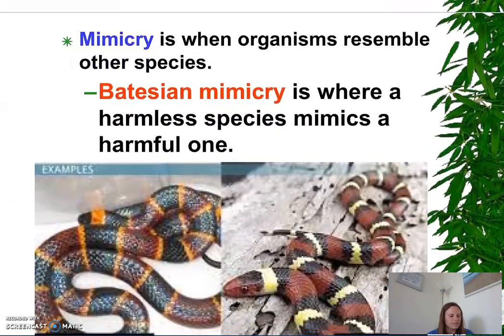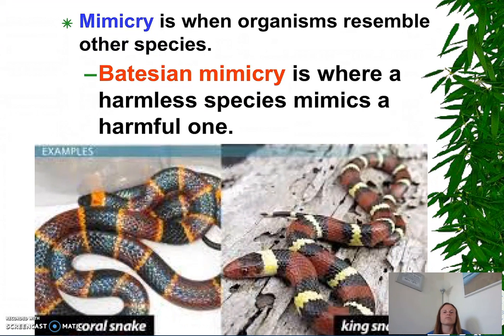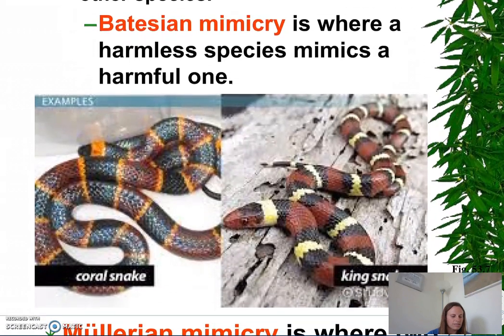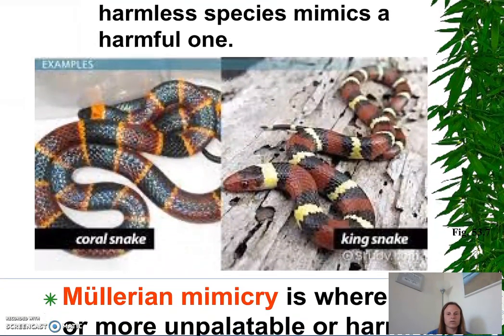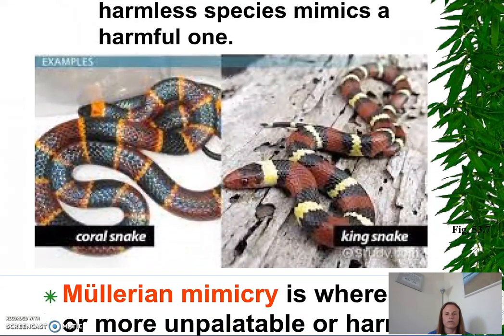Another possible defense is mimicry, when organisms resemble another species. Two different types of mimicry. Batesian mimicry is where a harmless species mimics a harmful one. So the coral snake is harmful. The king snake, which looks like the coral snake, is not harmful. The coral snake has venom. The king snake does not have venom.